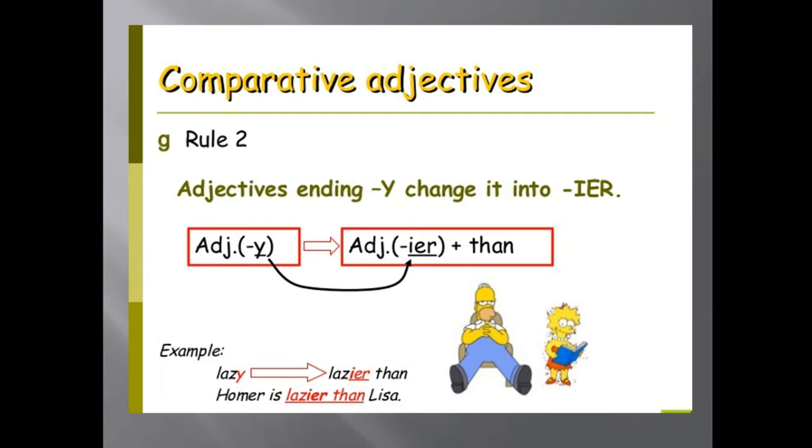Rule 2. Adjectives ending in y, change it into ier. As the example, lazy, lazier than. Homer is lazier than Lisa. You can say heavier than, happier than, and so on. Don't forget to change y into ier.